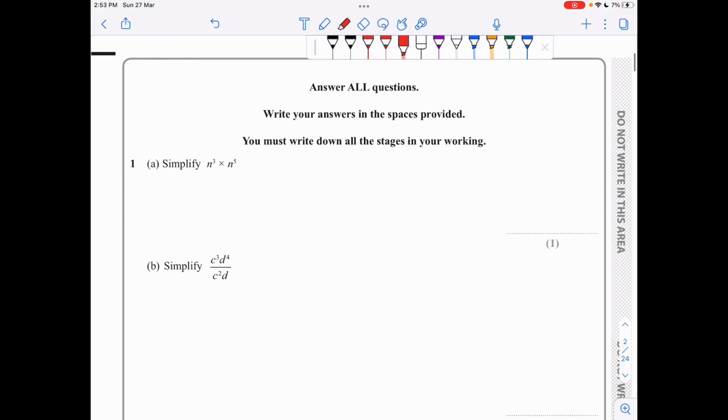Question 1 starts off with simplifying n cubed times n to the power of 5, and of course I'll be adding up the indices to give me n to the power of 8.